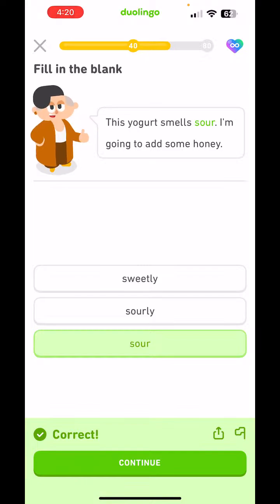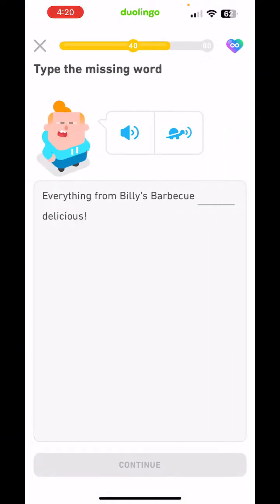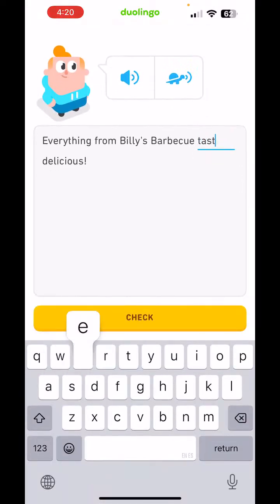And I usually eat ice cream once a year because it's, oh, that's nice. Everything from Billy's barbecue tastes delicious.